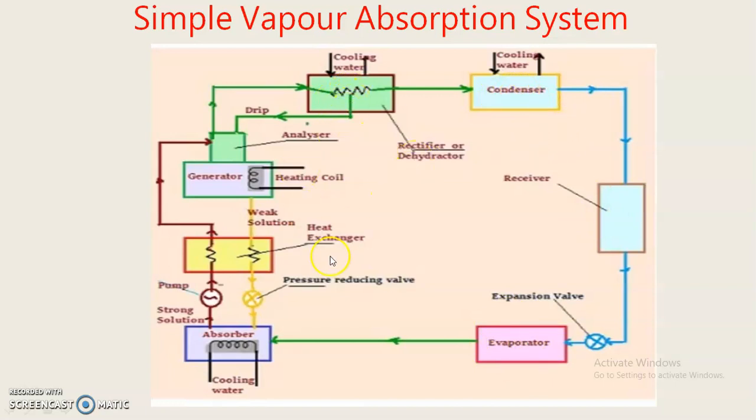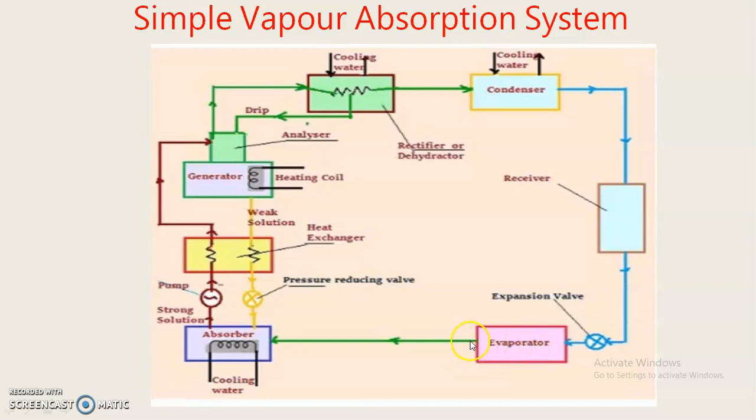receiver and condenser in the VCR system. But in the vapor absorption system, we use an absorber, generator, rectifier or dehydrator and pump. In the vapor absorption system, after the expansion process in the expansion valve, the liquid refrigerant, that is ammonia liquid, enters the evaporator. Heat is absorbed from the place of refrigeration, the phase changes from liquid to vapor, and we get the chilling effect and the cooler temperature from the evaporator.